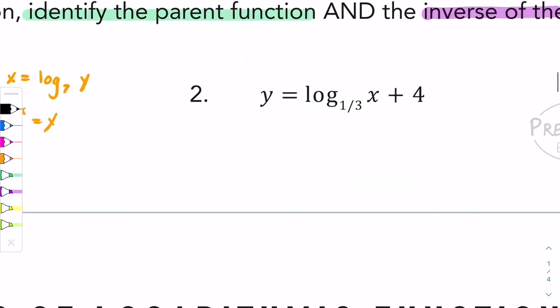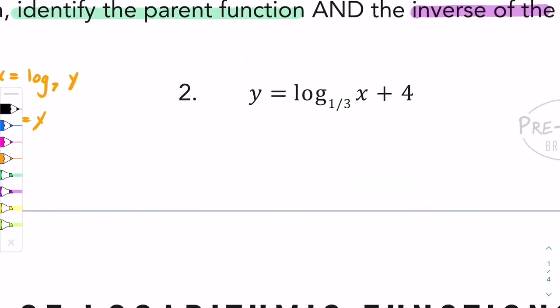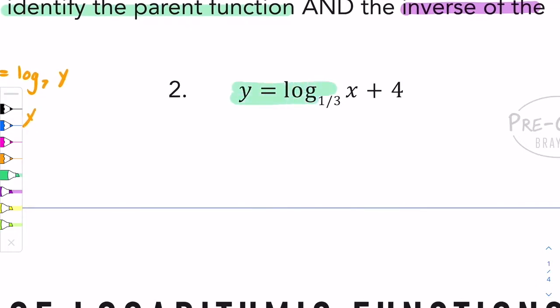Number 2 is y equals log base 1/3 of x plus 4. The parent function is log base 1/3 and the value of x.